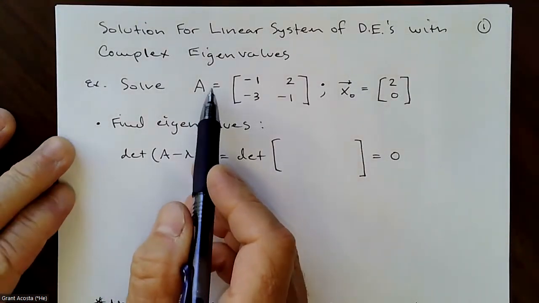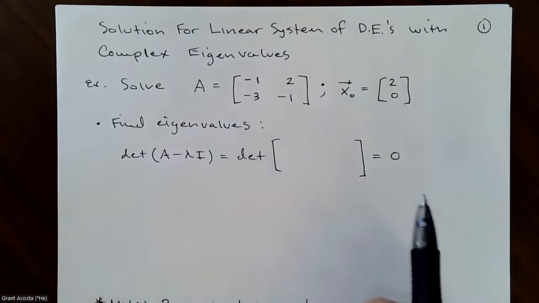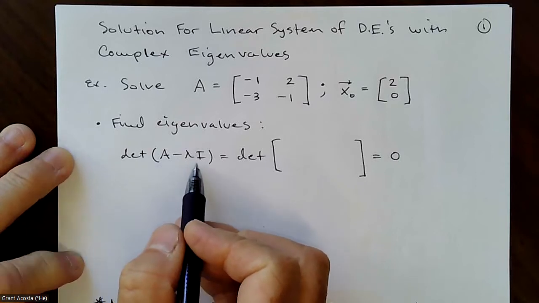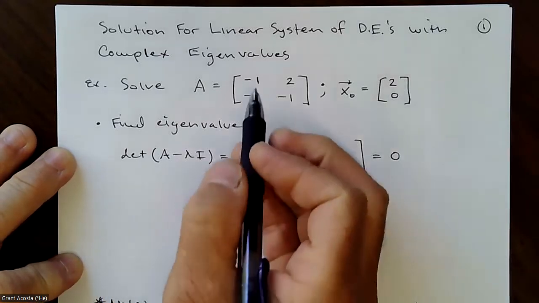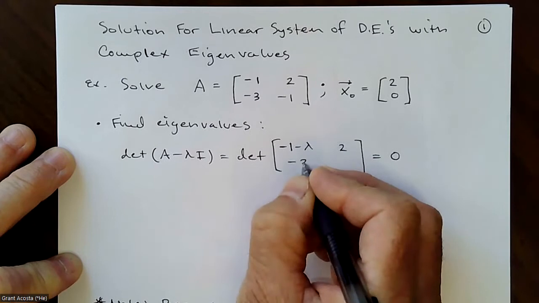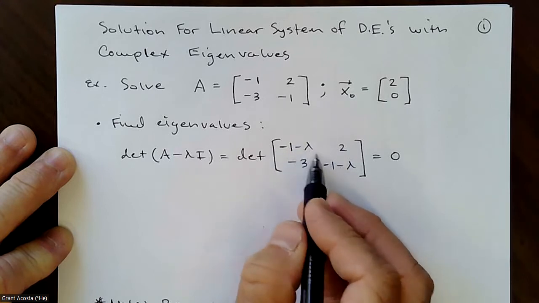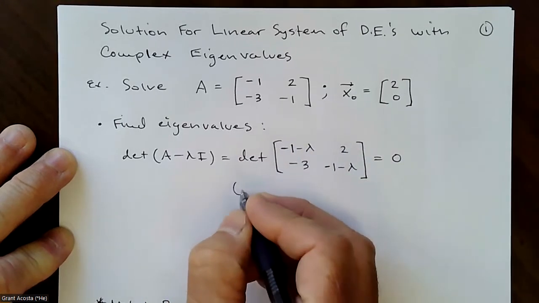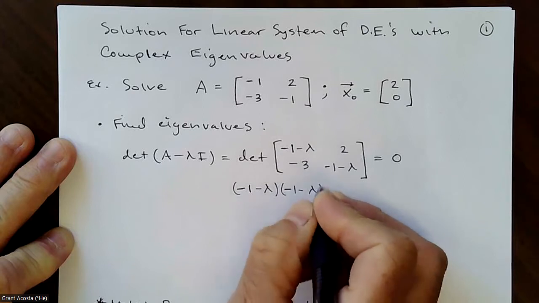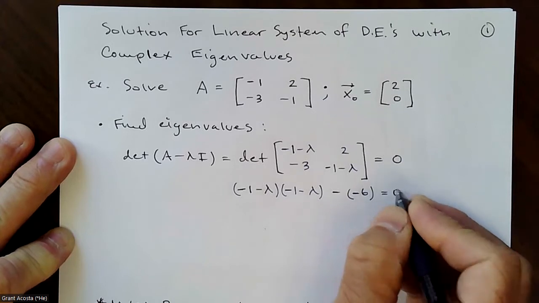So here's the matrix associated with my linear system, and this is my initial condition. First step is we still do need to find the eigenvalues. In the normal way, the determinant of A minus lambda I, what's going to happen is the main diagonals are going to get that minus lambda. And we set that equal to 0. My determinant is the product of the main diagonals, which are identical in this case. So I have -1 minus lambda times -1 minus lambda minus the product of the off diagonal, which is -6. Set that equal to 0.